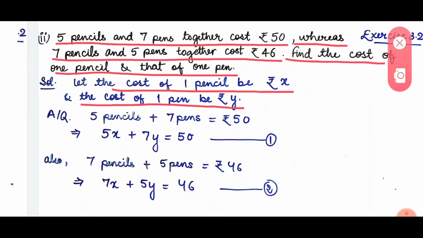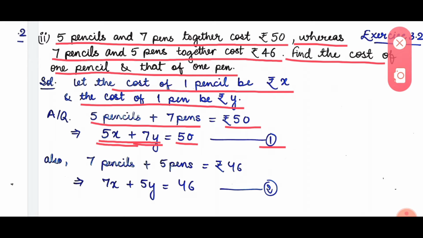Now according to the question, 5 pencils and 7 pens cost rupees 50, right? So if x is the cost of 1 pencil, then what will be the cost of 5 pencils? It will be 5 into x, right? So it will be 5x plus, if the cost of 1 pen is y rupees, then what will be the cost of 7 pens? It will be 7 times y. So 7y. So you have 5x plus 7y equals to 50. This is your first equation.